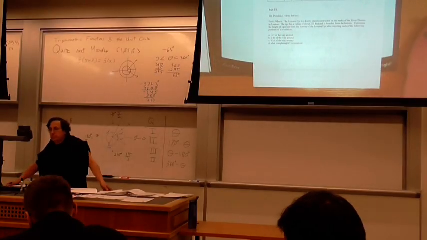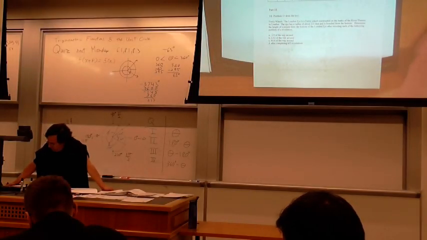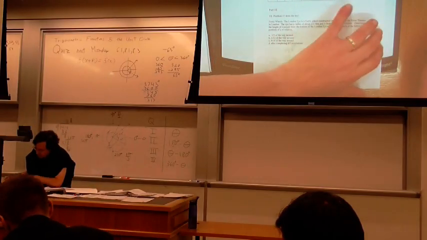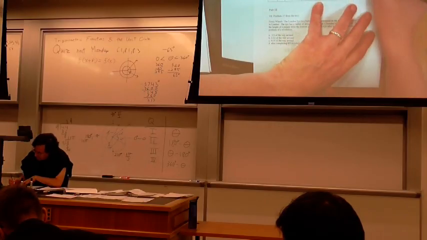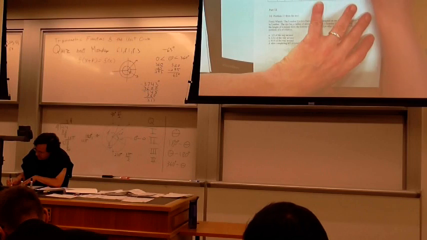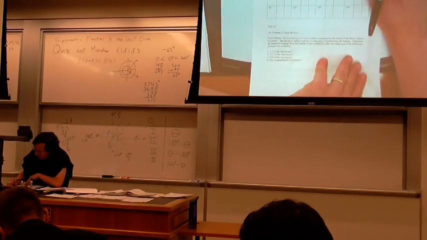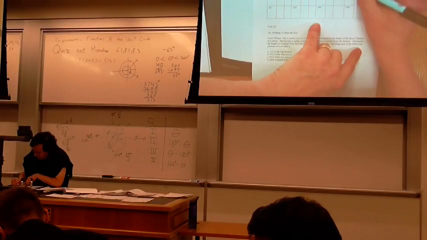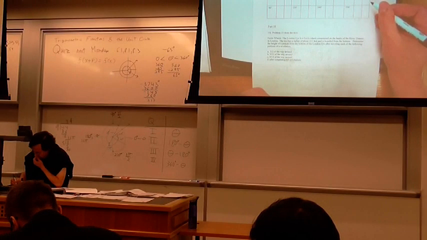Yes? In the first line, you have 180 twice. I think one of them should be 270. Oh, 270, you're quite correct. That's my mistake, let me fix this one. What should that be? 270? 270, I think you're right. Thank you.